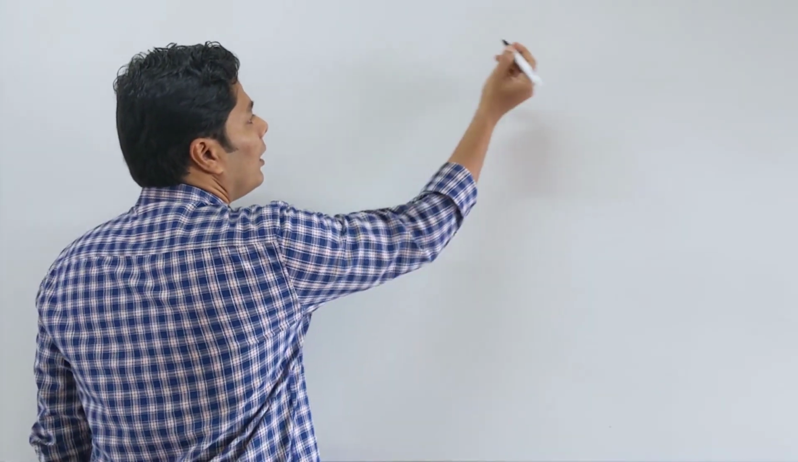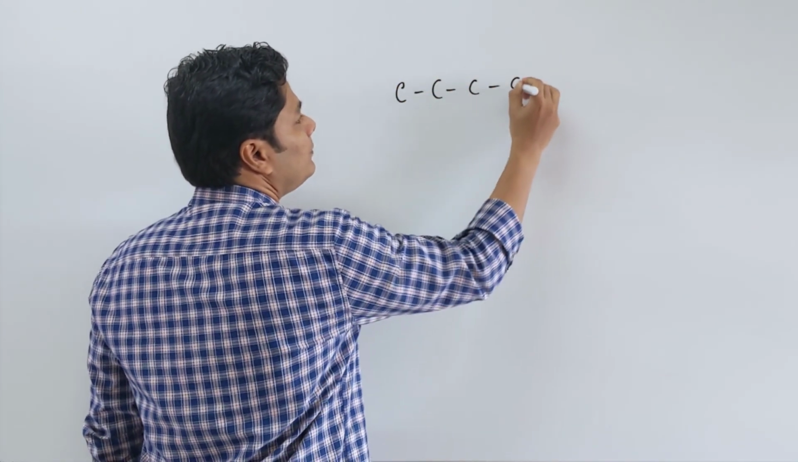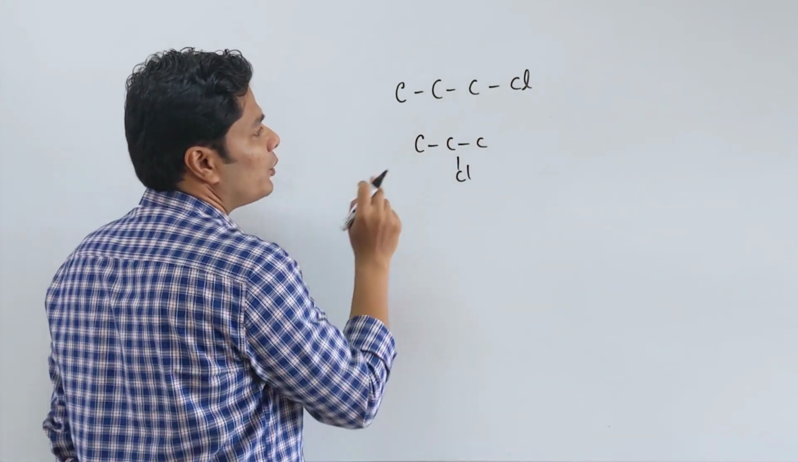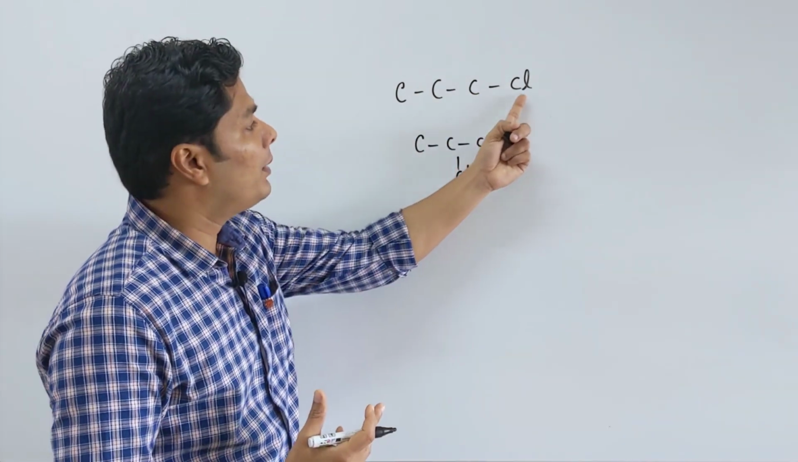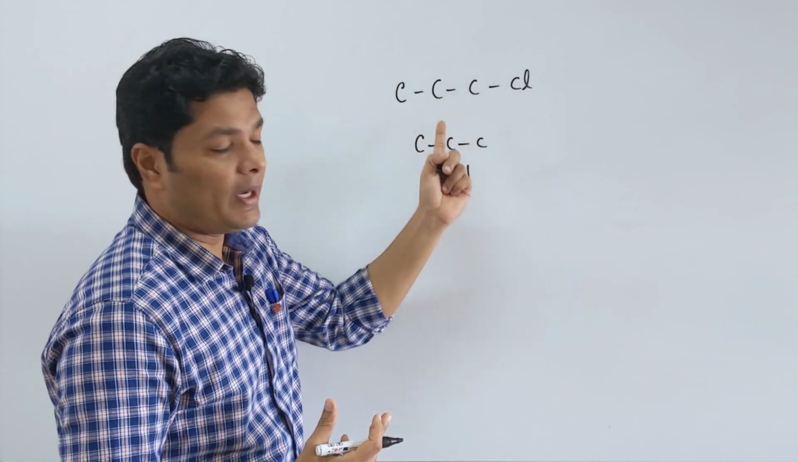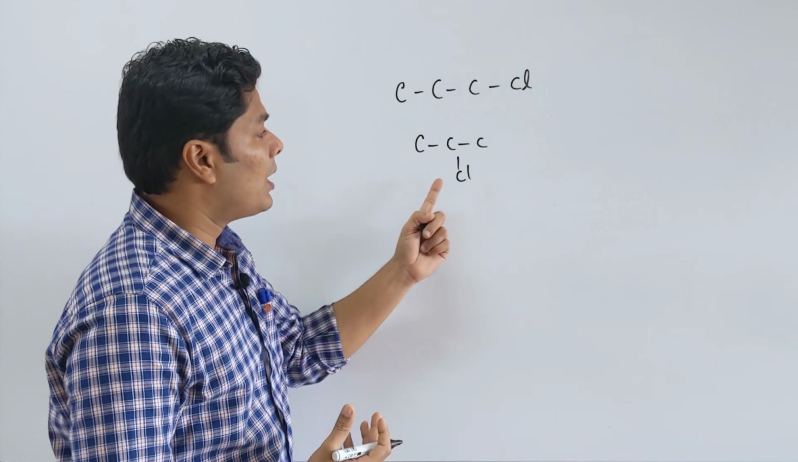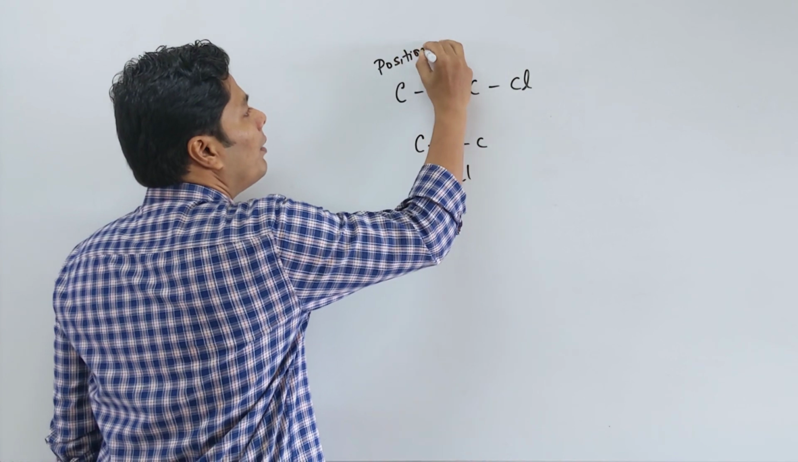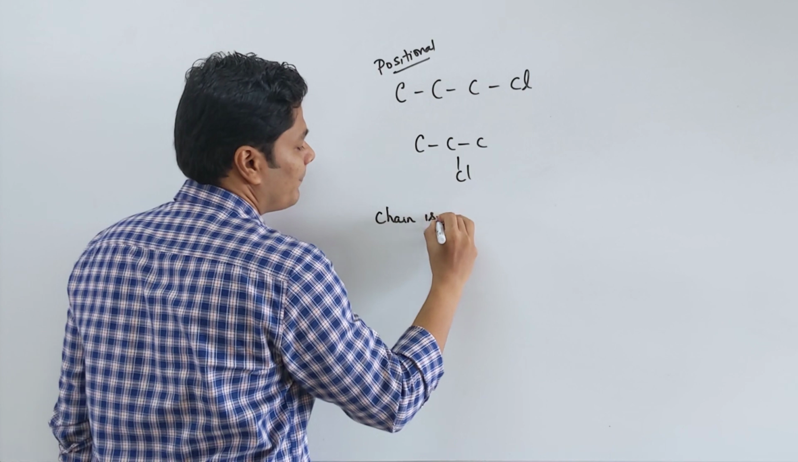The ones that it is going to show is positional isomerism. I can change the position of where the chlorine atom or halide atom is. For example, I can have this versus this. So these two are positional isomers. Here the longest chain is prop. Now this is 1-chloropropane, whereas this is 2-chloropropane. So this is positional isomerism. I can also have chain isomerism possible with alkyl halides.